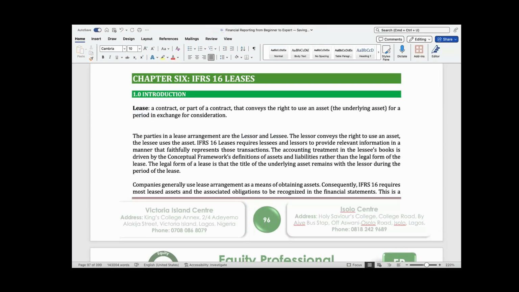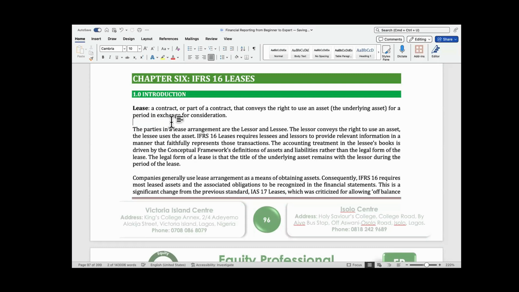This is what I mean by lease term. Lease term: that's the period over which these lease arrangements go on, and it's usually in exchange for a consideration. So the lessee or the tenant is expected to pay throughout that period. The amount he pays, we call it lease rentals. He pays the lease rentals.